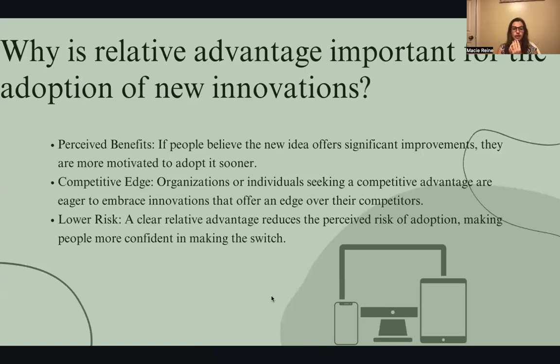Lastly, we have lower risk. A clear relative advantage reduces the perceived risk of adoption, making people more confident in making the switch, which I kind of touched on in previous slides. Before I move on to the next slide, I would like you guys to think about specific examples now that you have an idea of what relative advantage is.